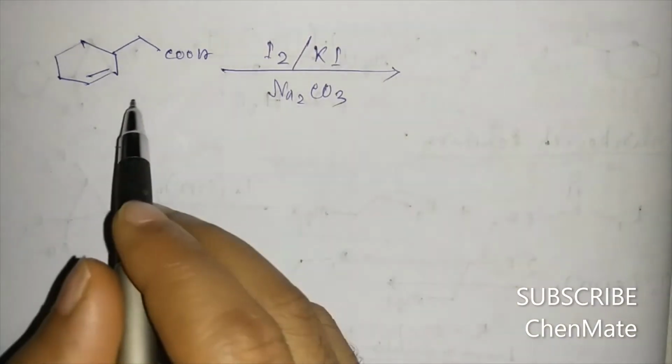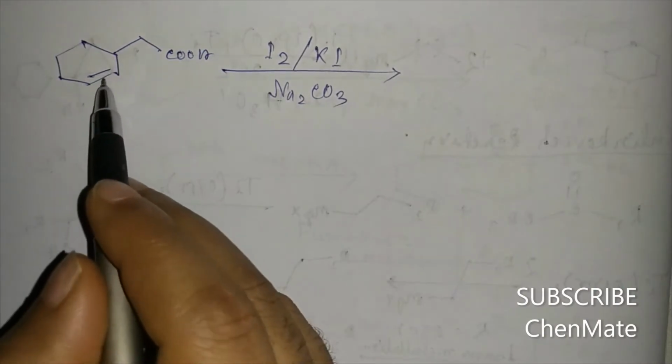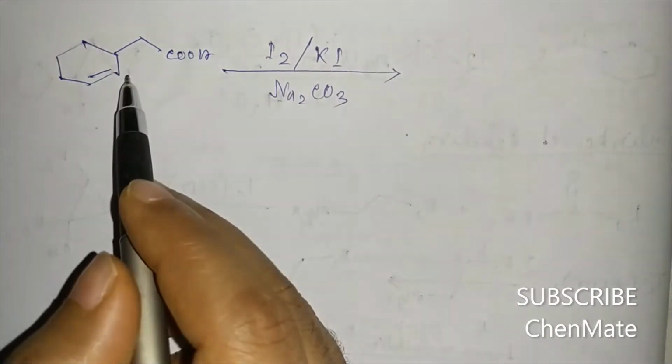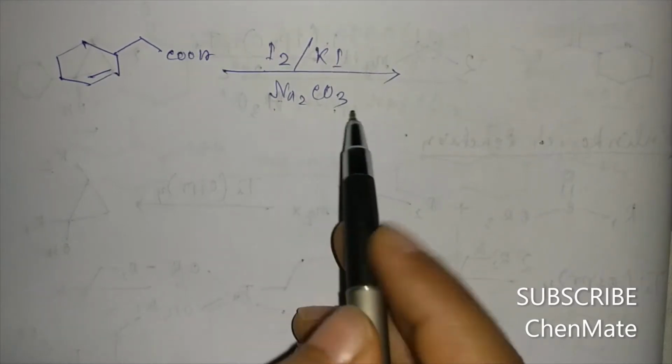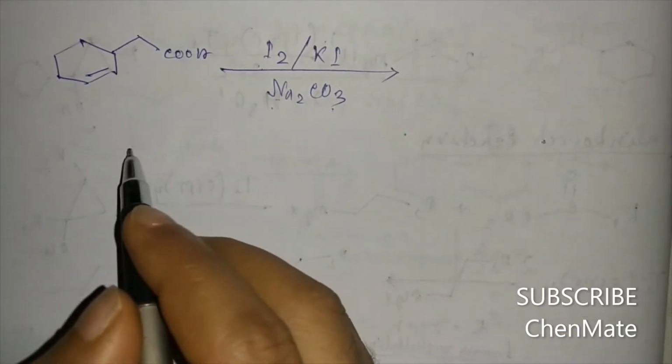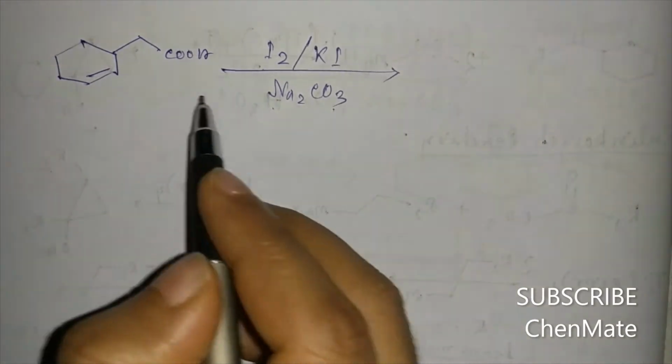Here is an interesting question. This carboxylic acid is treated with I2, KI and Na2CO3. What will be the product? This is an example of iodolactonization reaction.